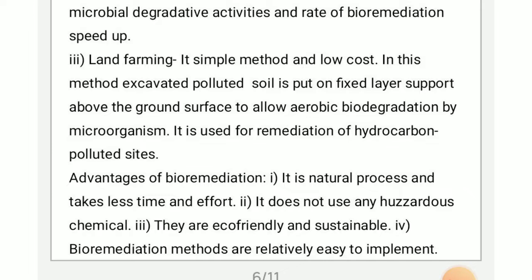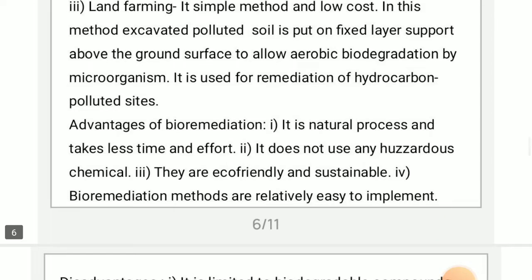the excavated polluted soil is excavated from that zone. That zone was contaminated with the help of a particular type of pollutant. Now the soil taken from that contaminated site is brought and allowed to undergo aerobic biodegradation by the help of microorganisms. It is kept as it is, and then the microbial activity starts. Due to that microbial activity, it can directly degrade that pollutant, and it becomes less hazardous. It is used for remediation of hydrocarbon polluted sites.